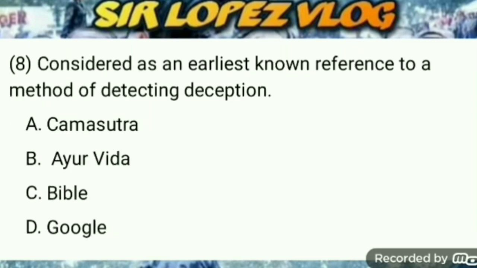Number 8. Considered as the earliest known reference to a method of detecting deception. A. Kama Sutra. B. Ayurveda. C. Bible. Or D. Google.